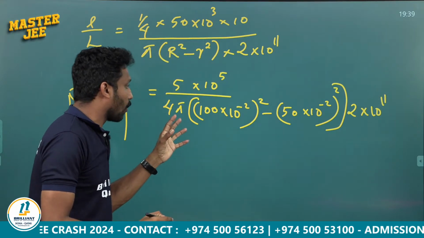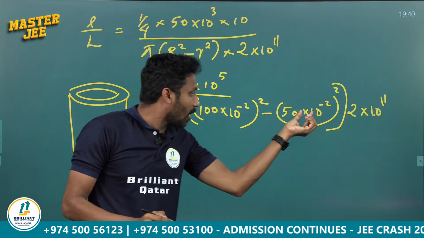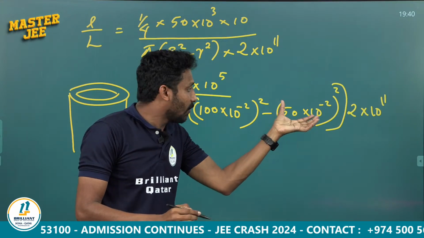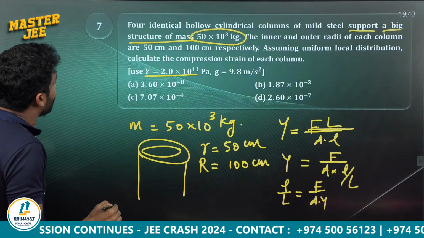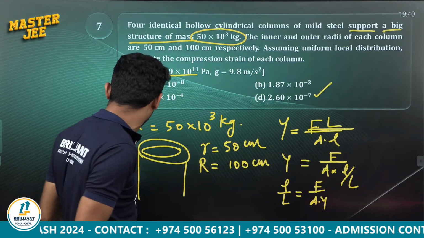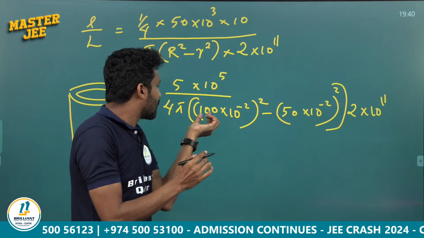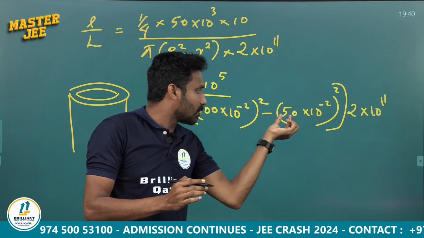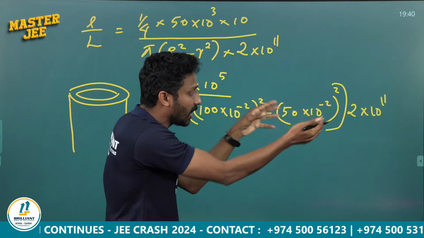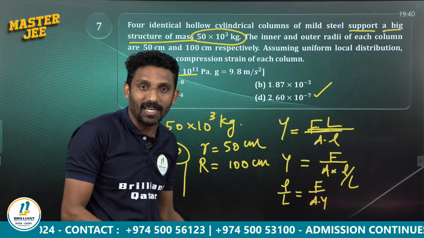This is a very simple calculation. 10 power minus 2 and its square is 10 power minus 4. We can calculate it easily and we will get the answer as 2.6 into 10 power minus 7. This is 4 pi, 4 into 3.14. 100 square is 10,000, 50 square is 2500, that will be 7500, and 10 power minus 4 will be outside. Then 2 into 10 raised to 11 is there, and we can easily calculate this, getting the answer option D.